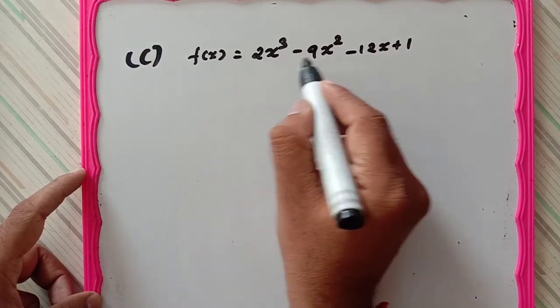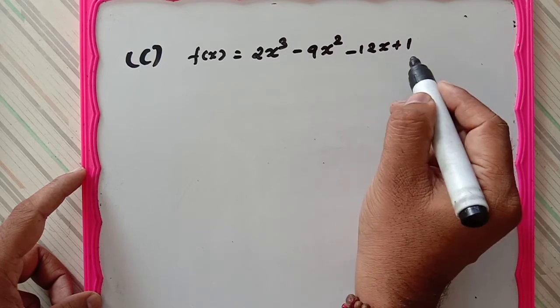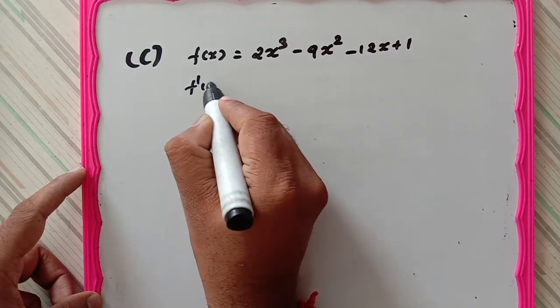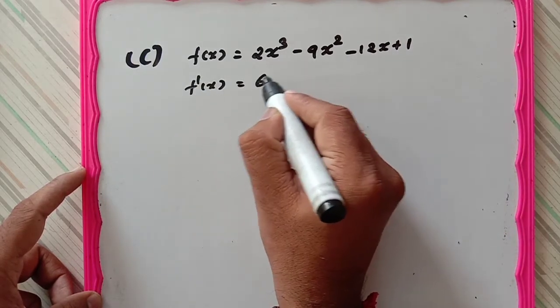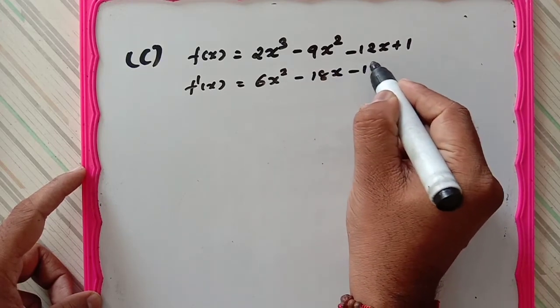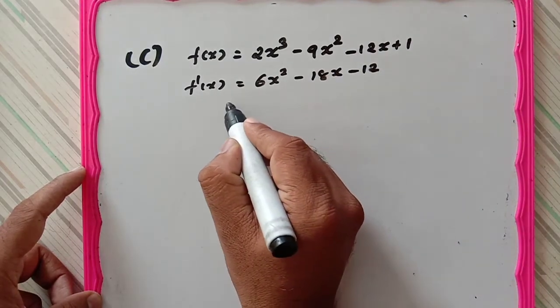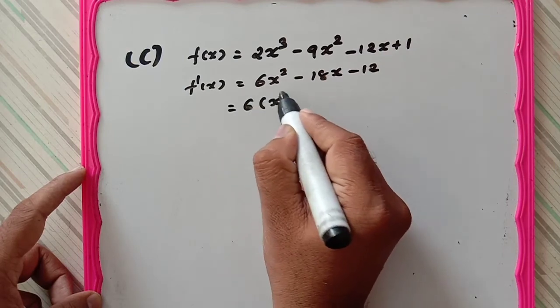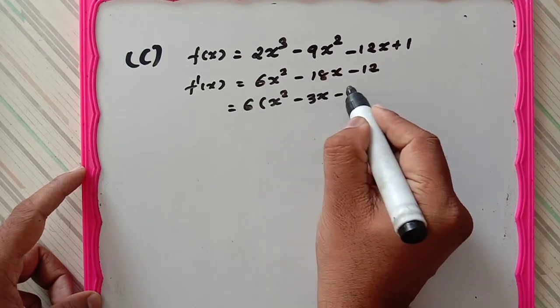f(x) we have 2x³ - 9x² - 12x + 1. So f'(x) we will write it is 6x² - 18x - 12. So 6 we take out common, then x² - 3x - 2.